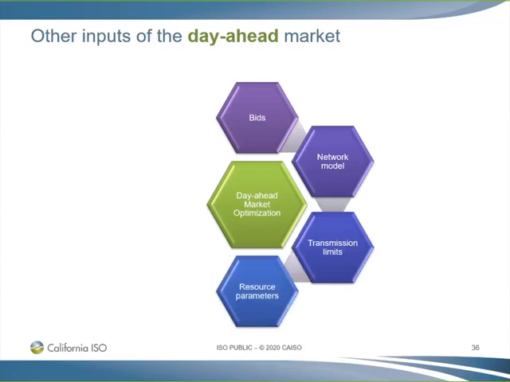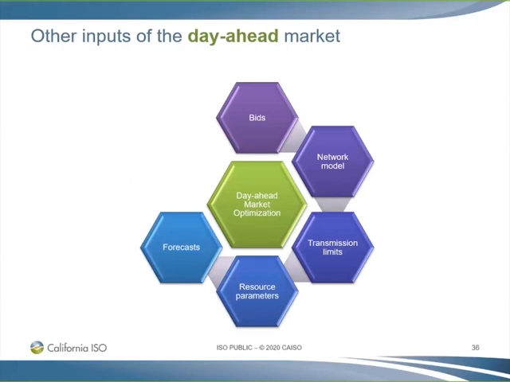We also need to know the attributes of all of the resources that are submitting economic bids in the market. We have a database with all of the participating resources that tells us information such as how long will it take for a resource to start up? What is its ramp rate? How many times per day can it be started up? How long do you have to wait between startups? What is the maximum number of megawatts it can produce? What is the type of fuel it uses, and so on? So this informs the market how the resource can be used.